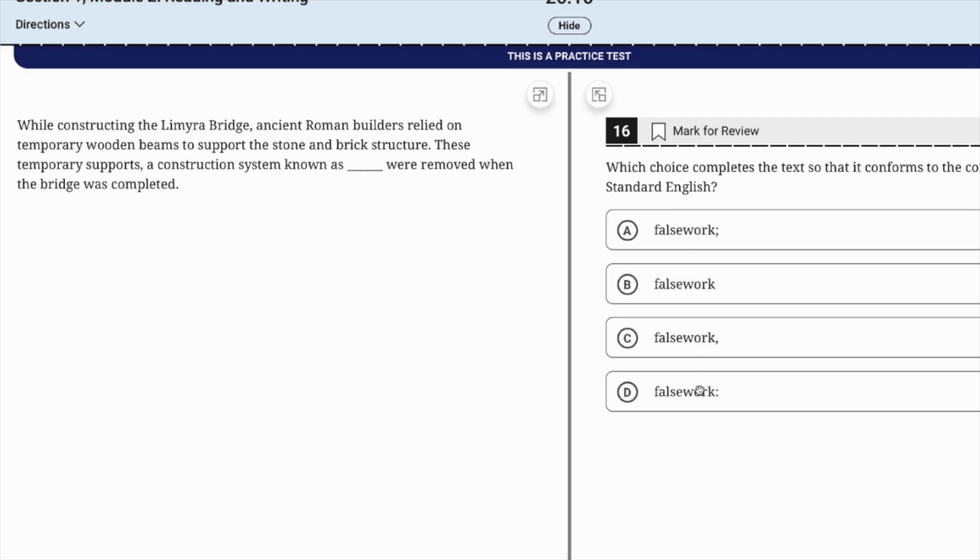Here, just possibly extra unnecessary punctuation. Let's see. These temporary supports, a construction system known as false work. No, it's not unnecessary punctuation. It is punctuating an interruption, meaning a portion of the sentence that we could also call an appositive that supplies extra information but isn't absolutely necessary. These temporary supports were removed when the bridge was completed.